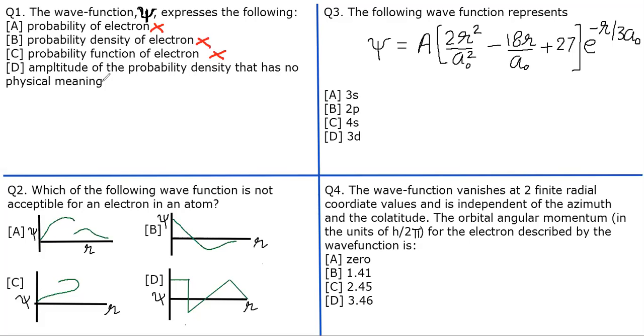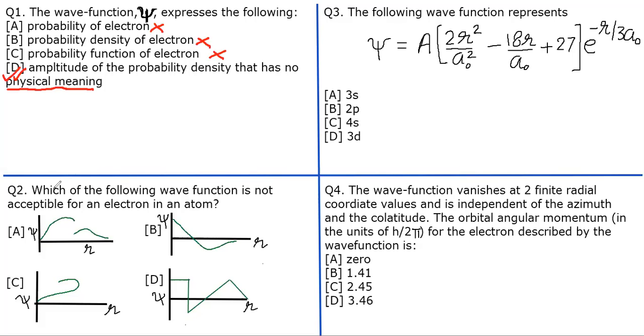So actually psi has no physical meaning because unless it is taken as a square, it does not acquire a meaning. So option D is the most appropriate choice over here. That means it is related to probability, but it is not equal to probability in any way. So it has a probability amplitude, I would say, just like a wave distribution, which has no physical meaning.